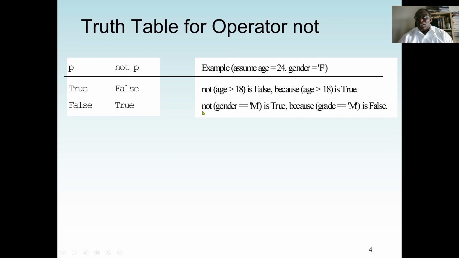The same thing applies to the second example. We know gender is F. So not gender equal to M, or male, is true because it's supposed to be female. Gender equal to M is false because gender is equal to F. But not false will give us true. So that's why here we say that because gender equal to M is false, not false is true.